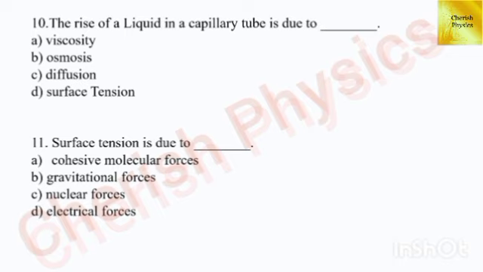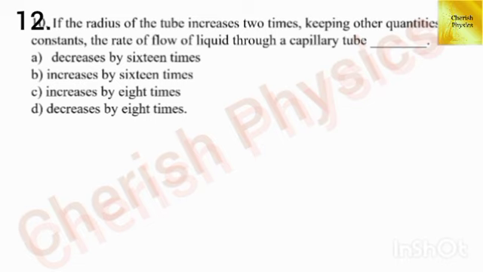11th question. Surface tension is due to dash. The answer is cohesive molecular forces. 12th question. If the radius of the tube increases 2 times, keeping other quantities constant, the rate of flow of liquid through a capillary tube is dash. The answer is the rate of flow of liquid through a capillary tube increases by 16 times.